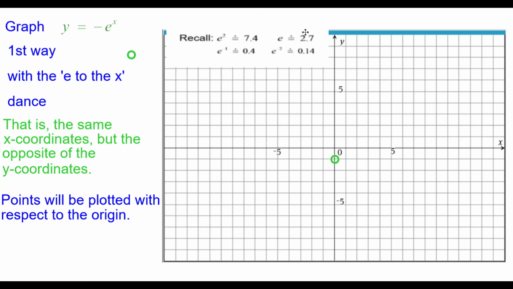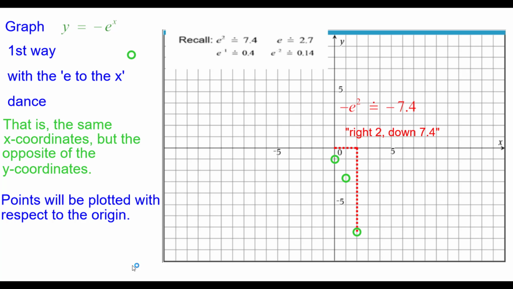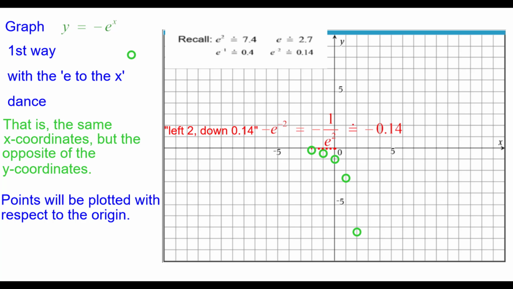Recall the powers of e. We need to know these for the e to the x and natural log of x graphs. So instead of right 1 up e, it's right 1 down e, which is about 2.7. Right 2 down e squared, which is about 7.4. Left 1 down the reciprocal of e, which is 0.4. And left 2 down the reciprocal of e squared, which is 0.14.